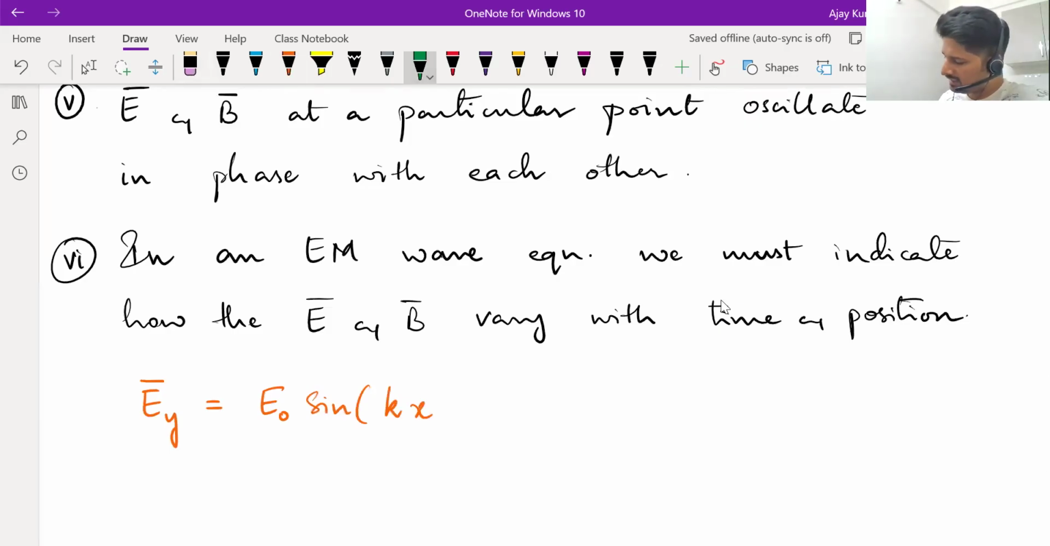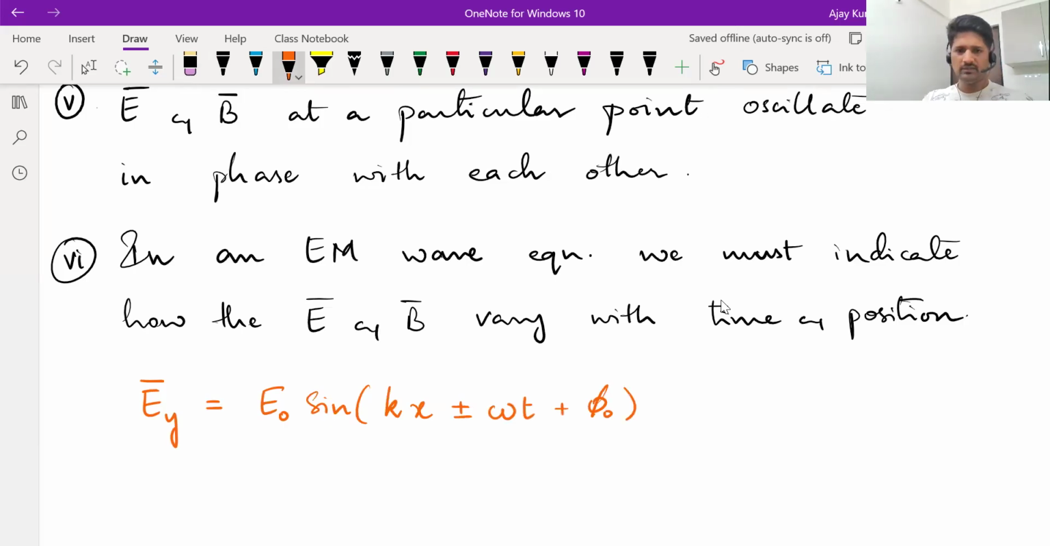Now, this x will be used here if the wave is moving in the x direction along the x-axis. Suppose the wave is going in the y direction, then you'll have to put y inside that sine bracket. If the wave is traveling in the z direction, you'll have to put z in that sine bracket. Okay, that adjustment you need to make. I'm assuming the wave is traveling along the x direction. So sine of kx, it could be plus or minus omega t, plus some phase constant.